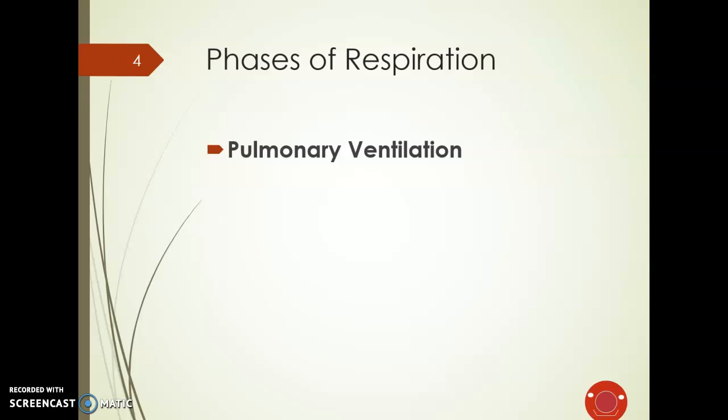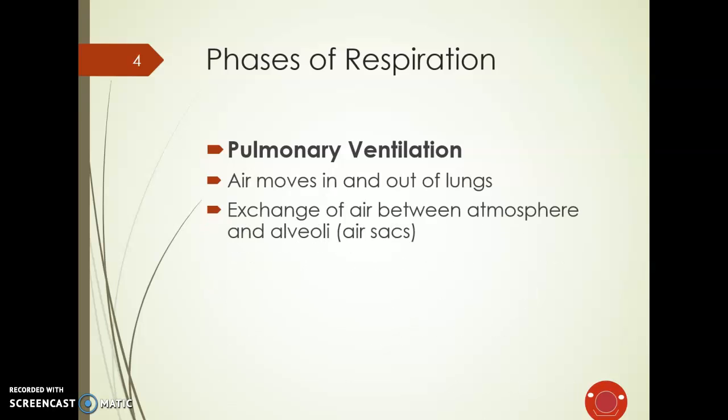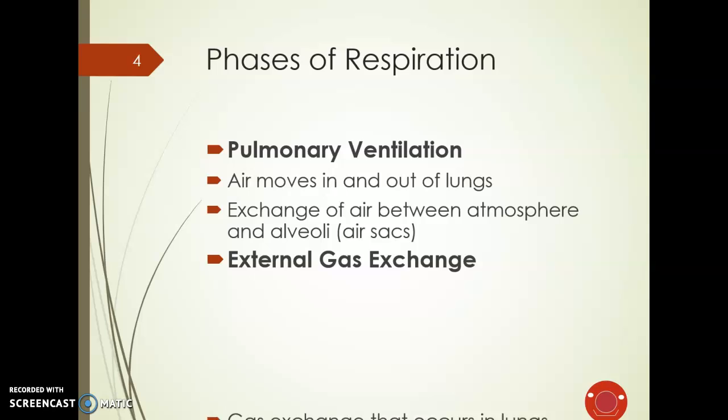First phase is pulmonary ventilation, which is air moves in and out of the lungs. And this is the exchange of air between the atmosphere and the alveoli, which are the air sacs in your lungs. The second phase of respiration is the external gas exchange.